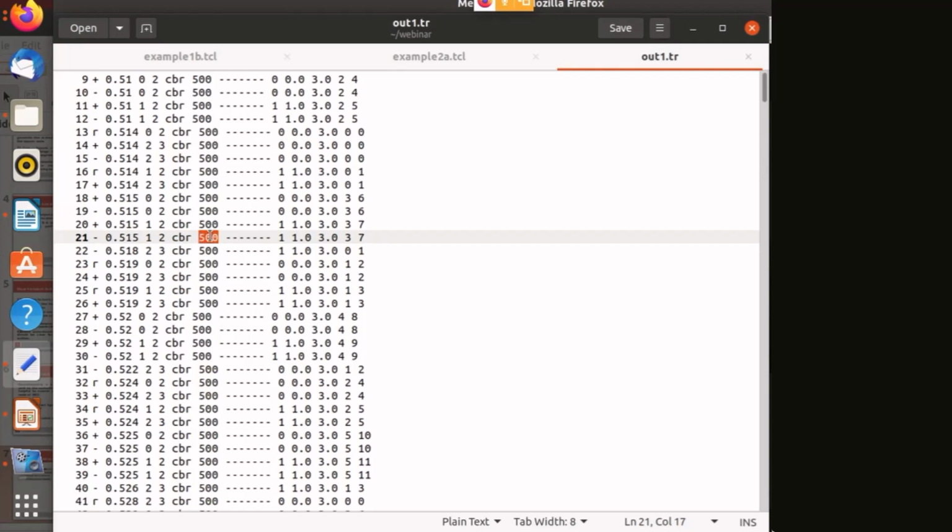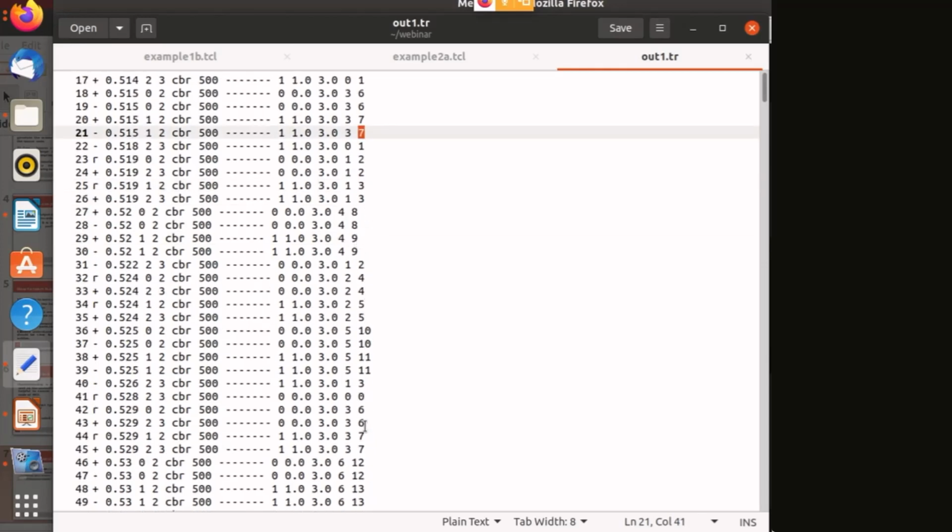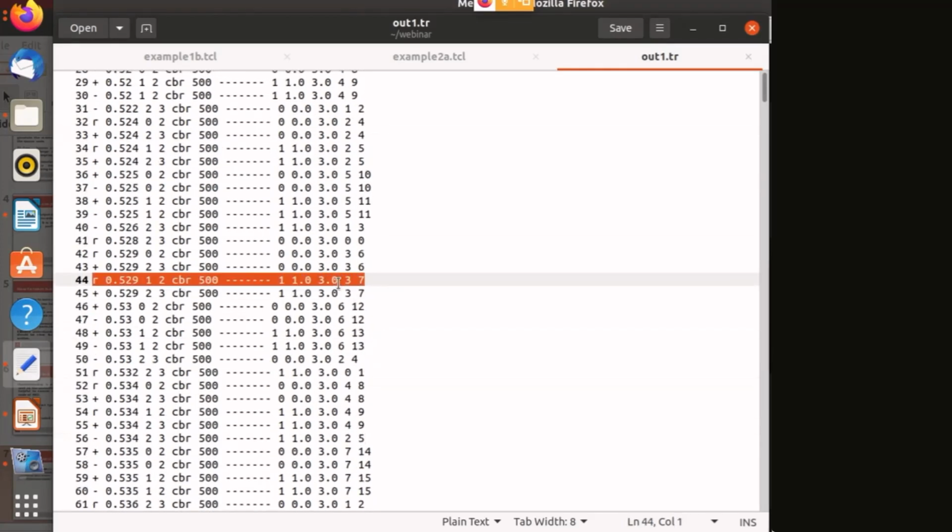Now what happens? Again we will see packet ID 7, where it is written here. Now see, at time 0.529, packet ID 7 is received. 1 is the node that transmitted it and 2 is the node that received it. It is the CBR type of data of 500 bytes. As simple as that.